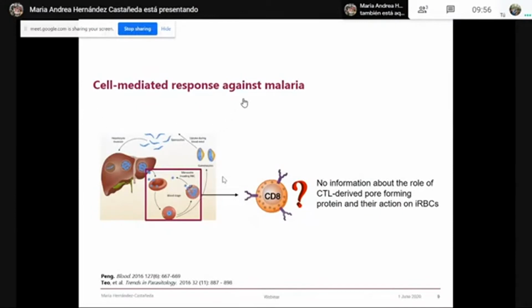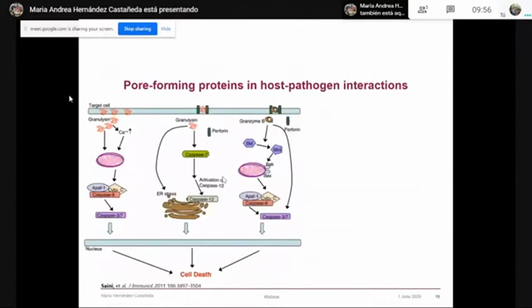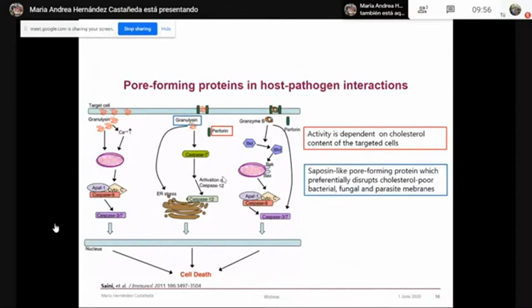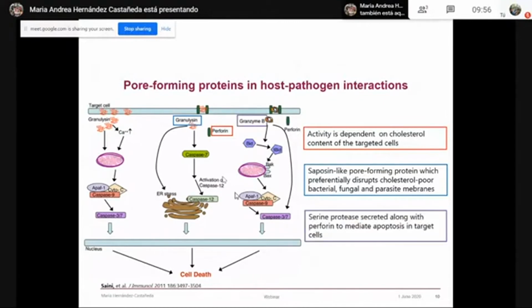blood cells. Among these pore-forming proteins, there is perforin, whose activity is dependent on cholesterol content and which disrupts cholesterol-poor membranes of bacteria, fungi, and parasites. And there is the serine protease granzyme B, which is secreted to mediate apoptosis in target cells.